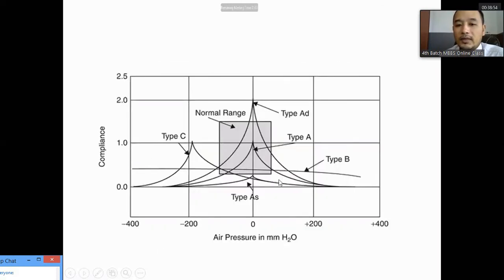Now this is the type A. This is type C, highest peak, highest compliance at minus 200 millimeter water pressure. This is the normal range, this is type A. This is type AS. And type D occurs in ossicular discontinuity or a very thin, frail tympanic membrane. At neutral, the compliance is very high, or sometimes it is infinite. D for discontinuity of the ossicles. So type AD occurs in ossicular discontinuity.